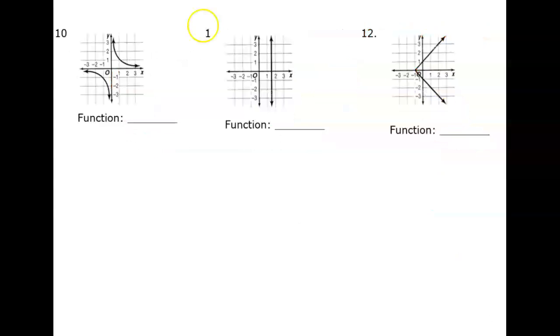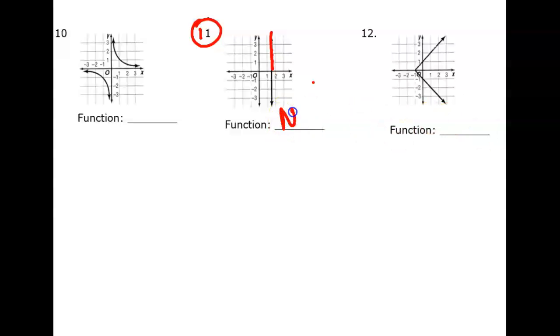So let's look at number 11 here. In this case, with a vertical line, you can draw a line, obviously, through more than one point. So this would not be a function. So it's not a function, or just no.